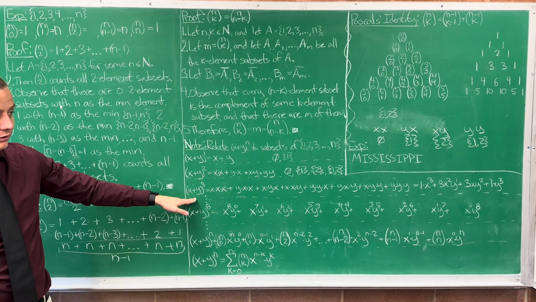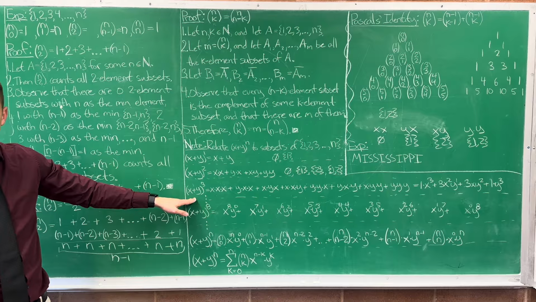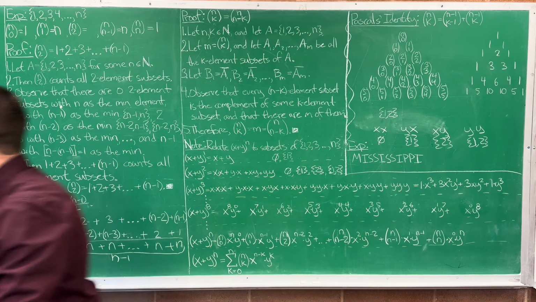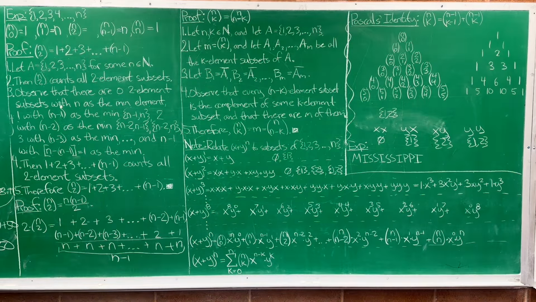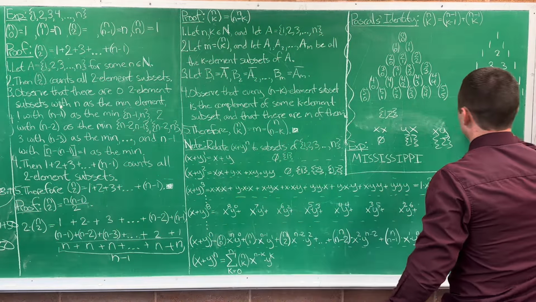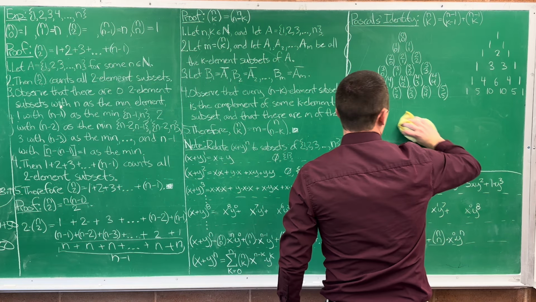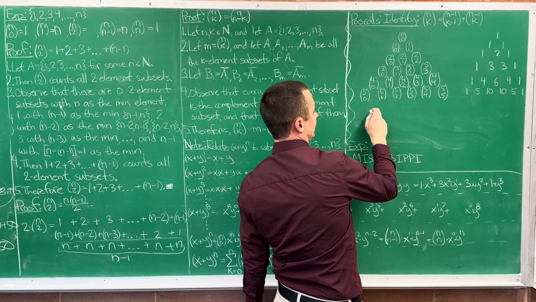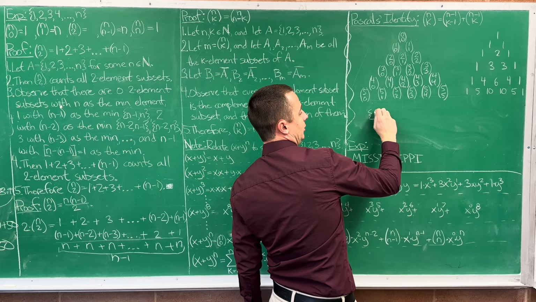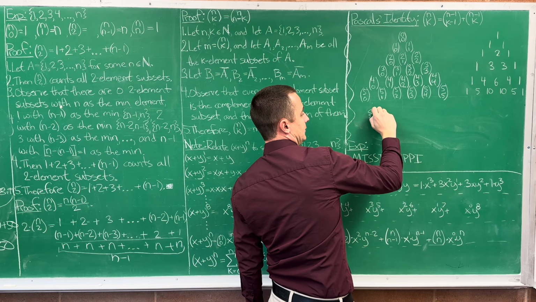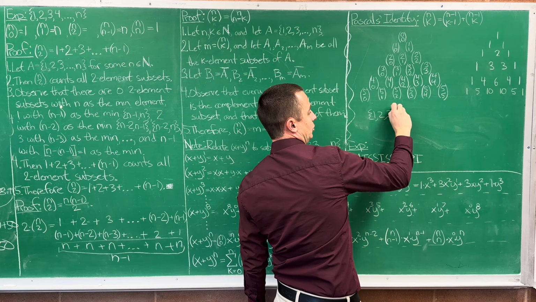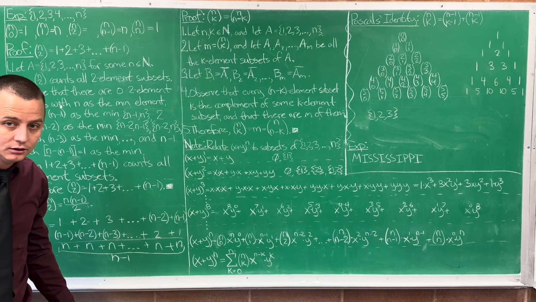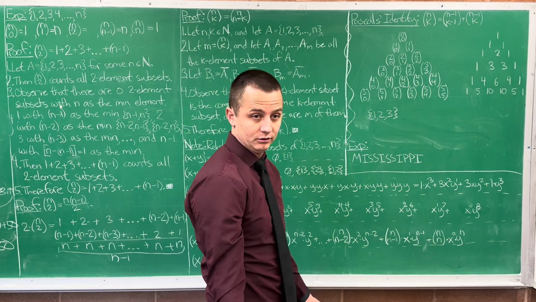For our next one, let's look at that. If I have x plus y to the 3, I'm saying that expansion should somehow be counting all my subsets of a 3-element set. So what's my 3-element set? We'll just do 1, 2, 3 for now. You with me?